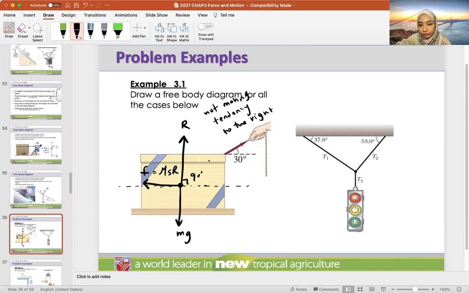Okay, what else? Tension force. Okay, what is my tension force? What is the direction?